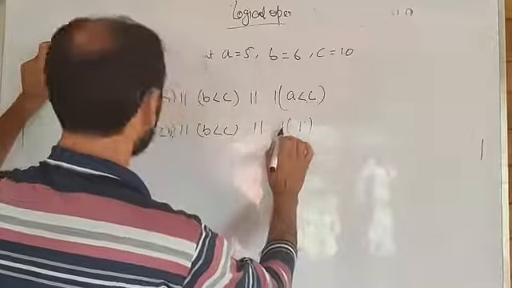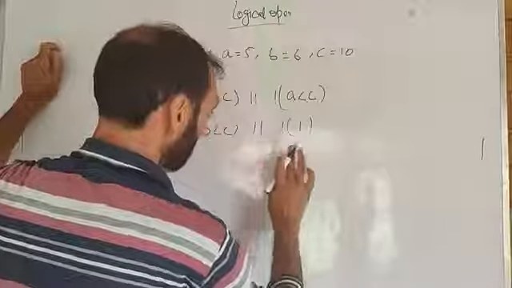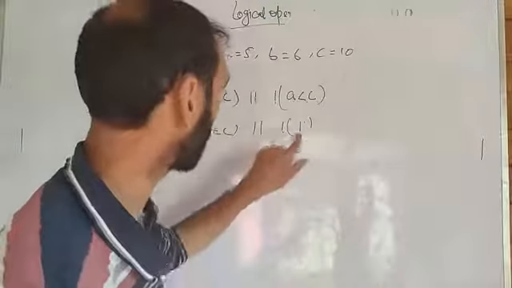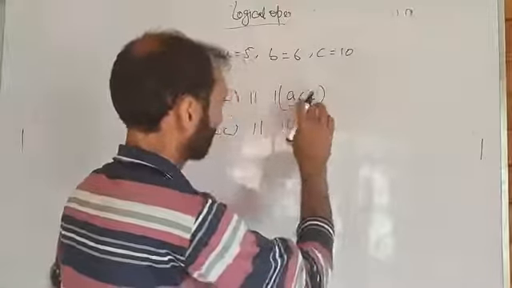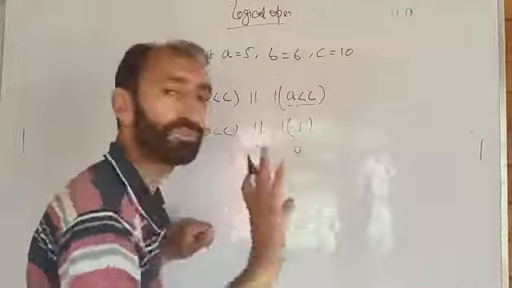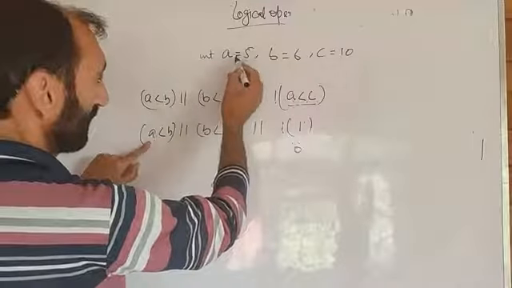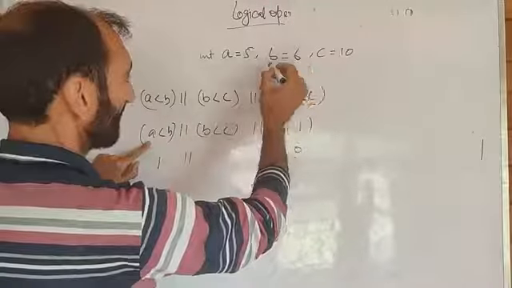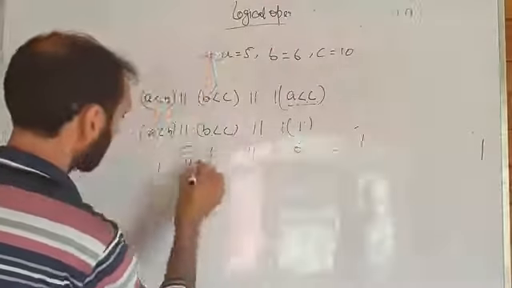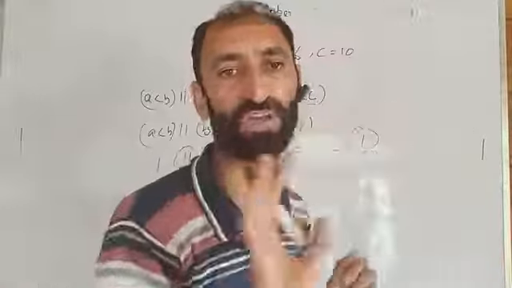NOT of 1 gives zero, and NOT of zero gives one. It inverts, or toggles, the value. It is a unary operator applied to an expression. A less than C is true, but NOT true converts into zero. A less than B is true, which is one, or B less than C, which is true, so the result is one. If any input expression is valid, the result of the whole expression should be 1, otherwise 0.